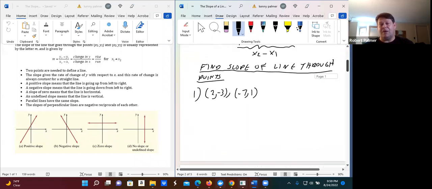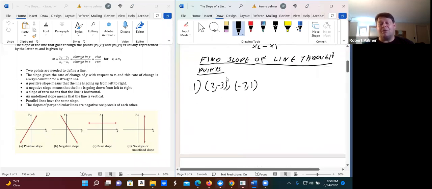So let's do that. Okay. Now, what I'm going to do is call this point our (x1, y1), and this our (x2, y2), though it doesn't matter as long as you're consistent. Also, slope is sometimes called the letter m. We'll see that when we talk about the equation.